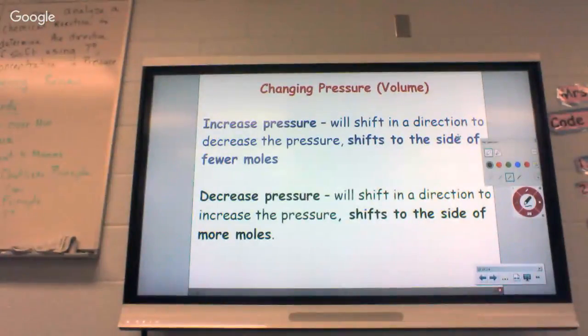Now, in your mind, think about how you figure out the moles. Very good.